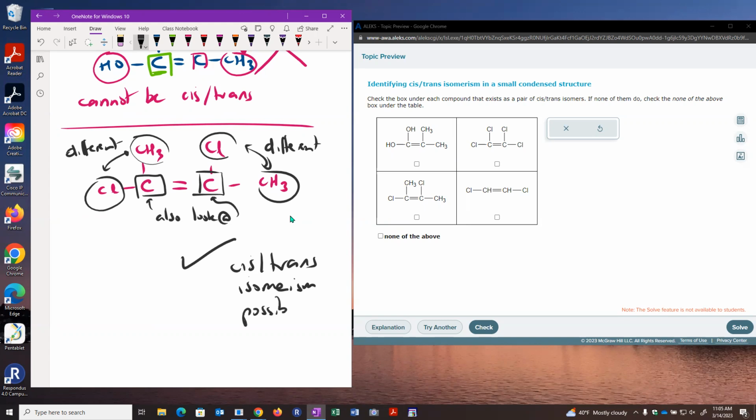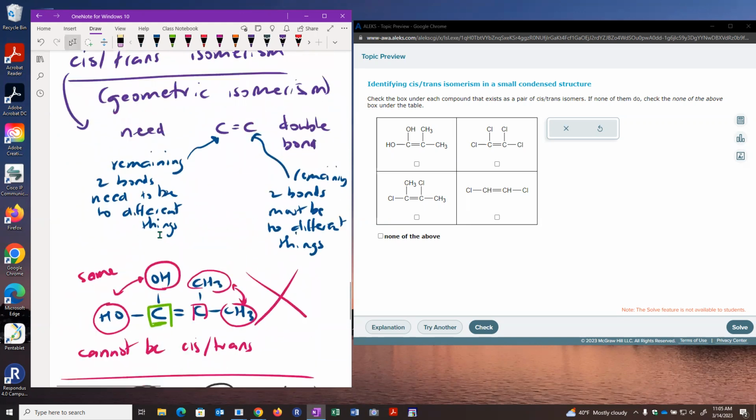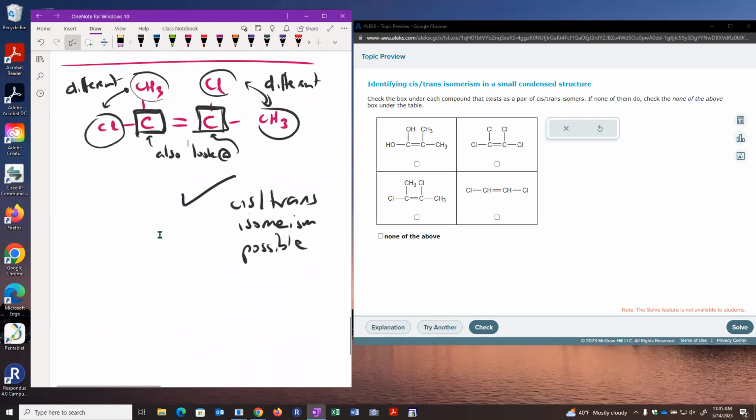In this molecule, you have to look at both carbons of the double bond that need to be connected to two different things.